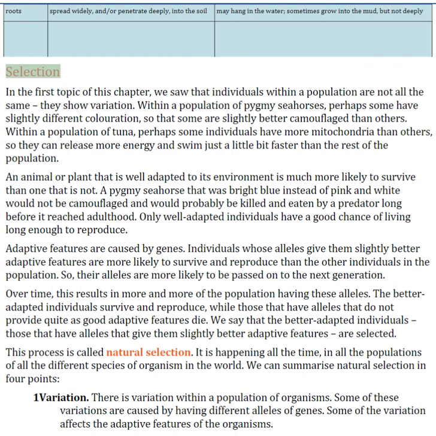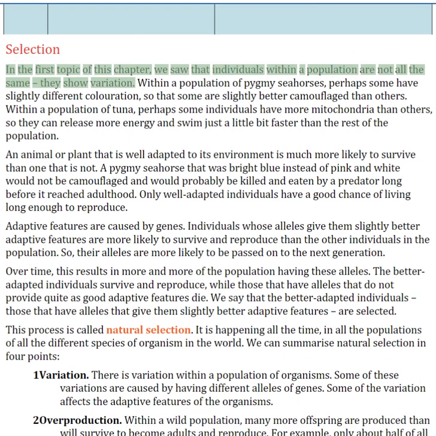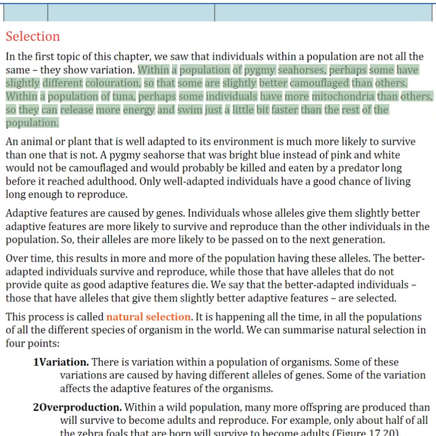Selection. In the first topic of this chapter, we saw that individuals within a population are not all the same, they show variation. Within a population of pygmy seahorses, perhaps some have slightly different coloration, so that some are slightly better camouflaged than others. Within a population of tuna, perhaps some individuals have more mitochondria than others, so they can release more energy and swim just a little bit faster than the rest of the population.